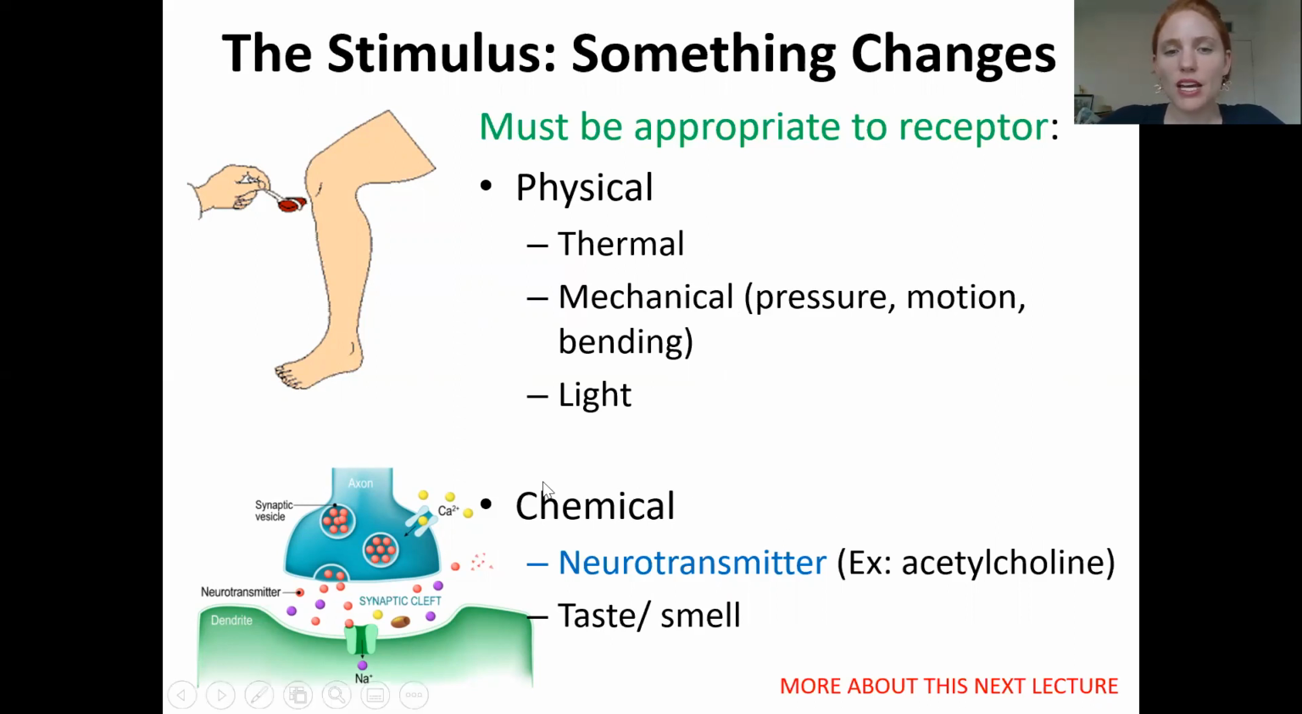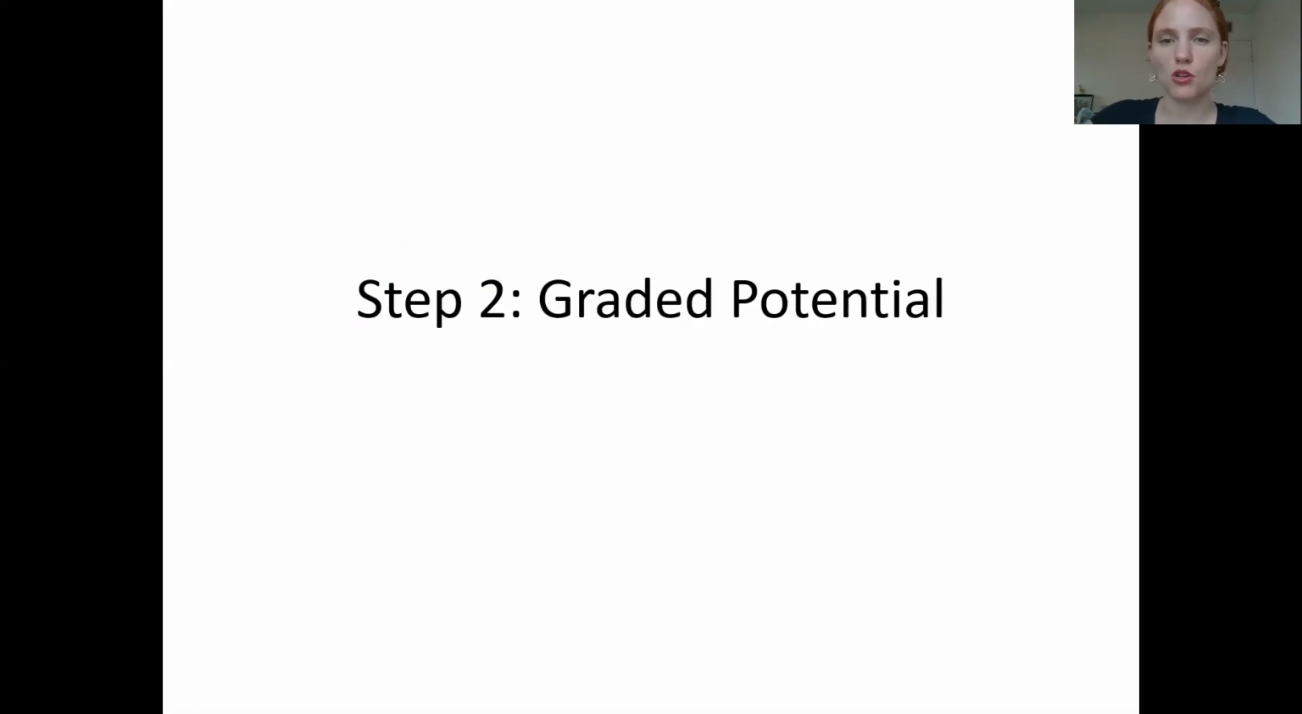Or it could be a chemical, such as the taste receptors. They respond to specific chemicals. Or it could be the neurotransmitter from another neuron, like what happens when all the neurons in the brain are talking to each other. Okay, so you have some sort of physical or chemical stimulus that creates a graded potential. Okay, so step 2, we're going to create a graded potential.